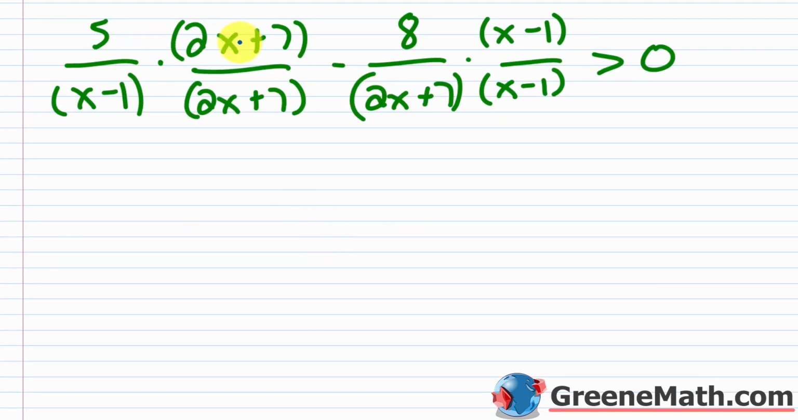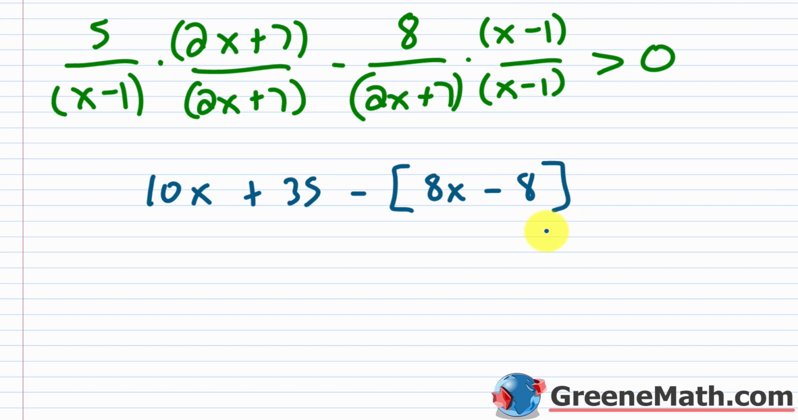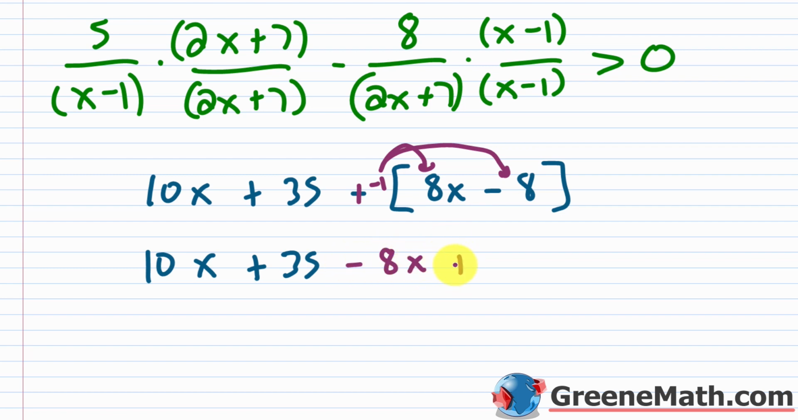Over here on the left, 5 times 2x is going to be 10x, and then plus 5 times 7 is 35. Then minus, I would put this inside of parentheses or brackets so you don't make a sign mistake. 8 times x is 8x, and then minus 8 times 1 is 8. So basically you would have 10x plus 35, and this minus would be distributed to each. Again, you can always put this as plus negative 1 if you're struggling with that. So this is minus 8x and then plus 8.